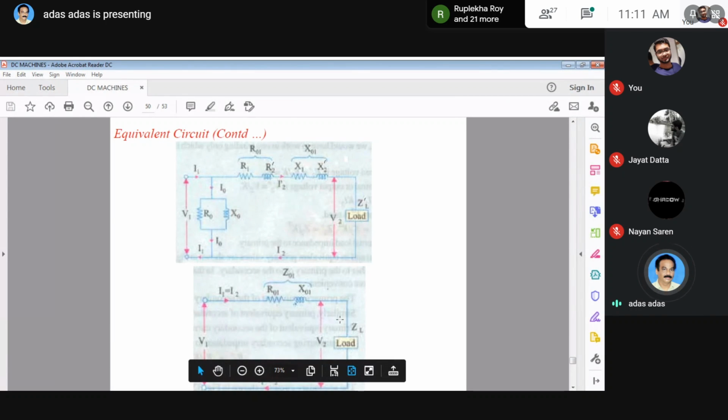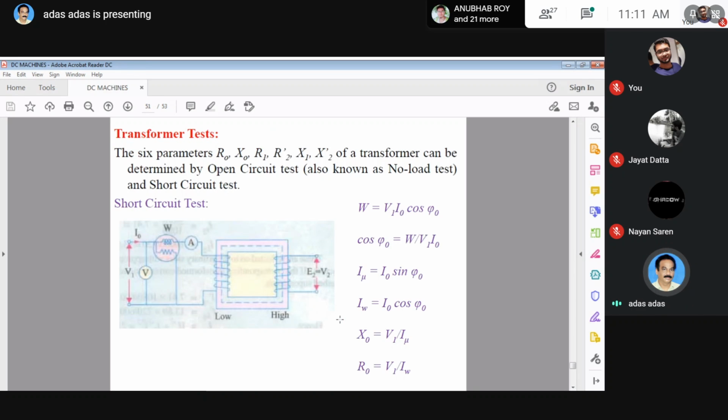Note that you can consider any of the equivalent circuits, exact, approximate, or more approximate, depending on your requirement. Okay, now the transformer test. Transformer test means what? We have to find out all the equivalent circuit quantities. What were these? R0, X0, R1, R2 dash, X1, X2, etc.